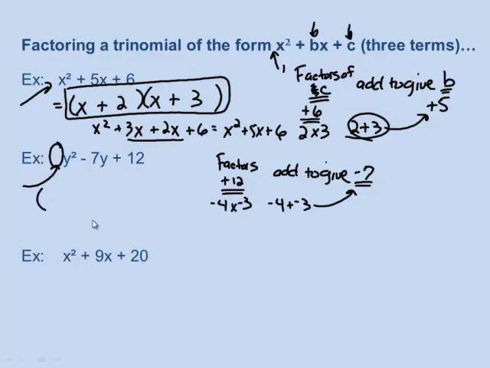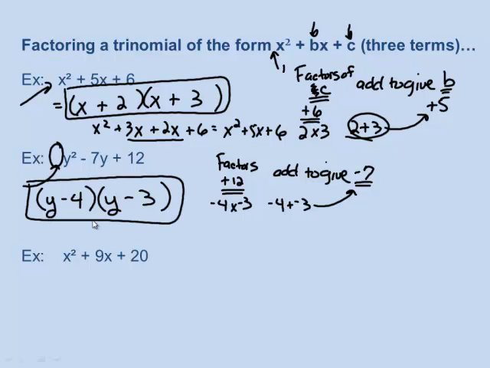So to factor this trinomial, our y's will go in the first position, and our minus 4 and our minus 3 will go in our last position. We could check that with FOIL. Y minus 4 quantity times the quantity y minus 3.